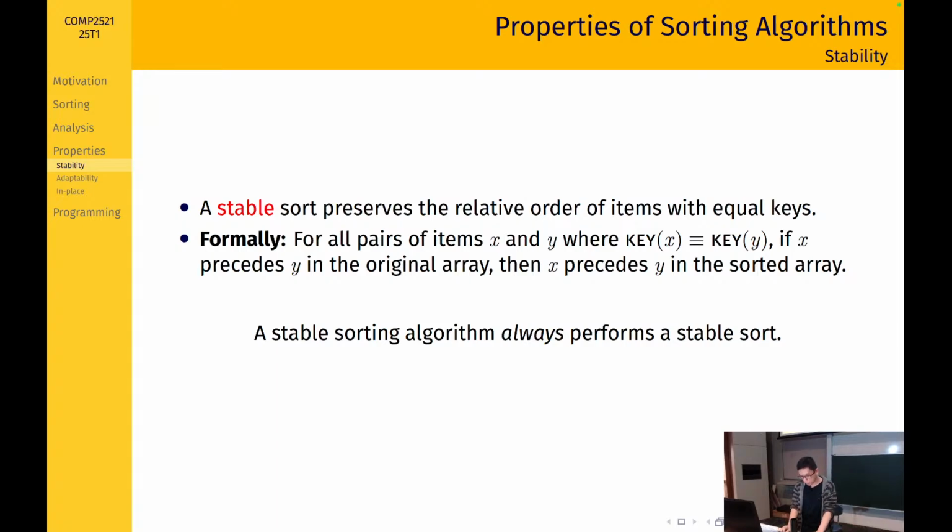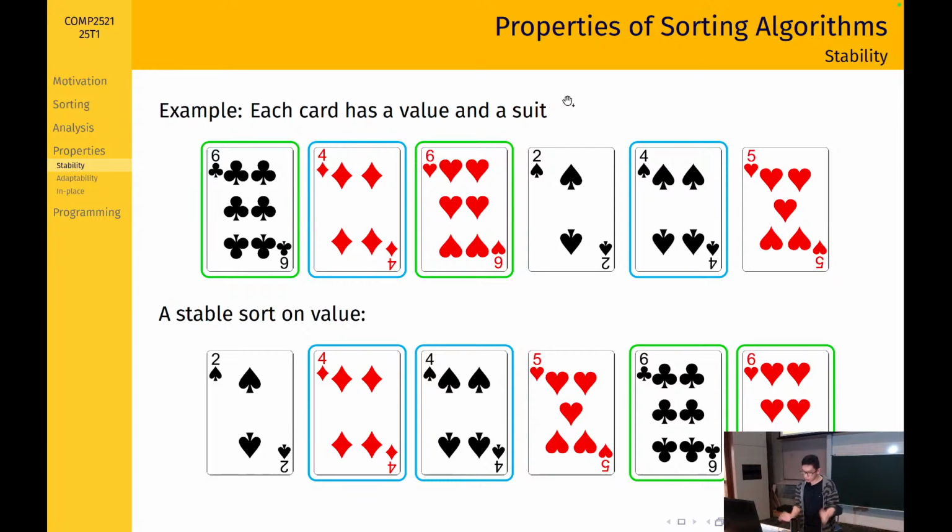So here are some examples of stability and instability. Here we have an array of cards. Each card has a value and a suit. If we sort these cards by value and do a stable sort, then since we have multiple 4s and multiple 6s, they're going to remain in the same relative order. The 4 of diamonds appears before the 4 of spades in the input, so they're also going to appear in that order in the output. The 6s are also going to remain in the same relative order. The 6 of clubs is going to appear before the 6 of hearts.